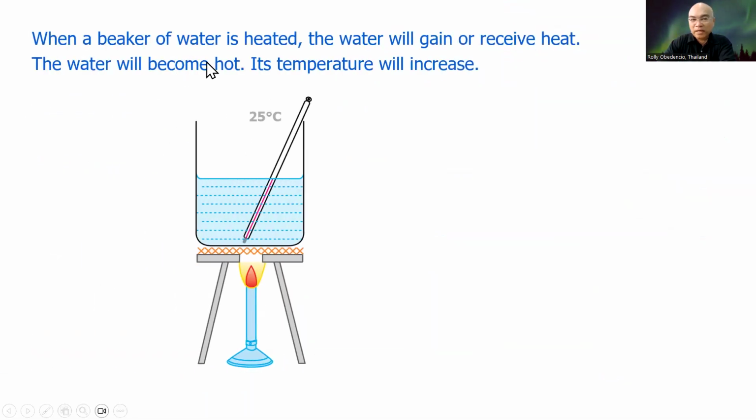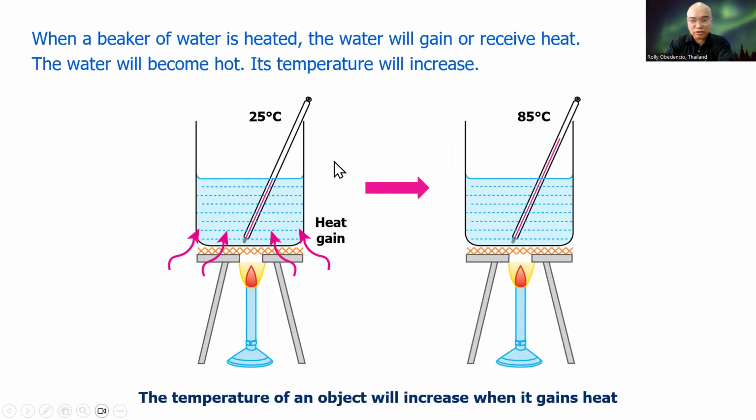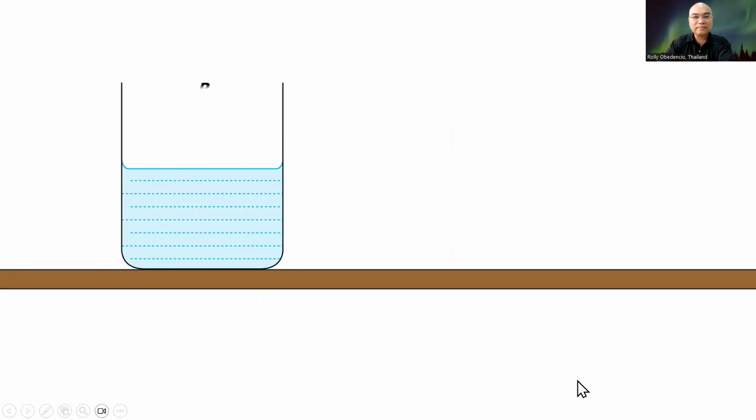Now, when a beaker of water is heated, the water will gain or receive heat. The water will become hot. Its temperature will increase. You see in here, from 25 degrees Celsius to 85 degrees Celsius. It will become hot again. The temperature of an object will increase when it gains heat.